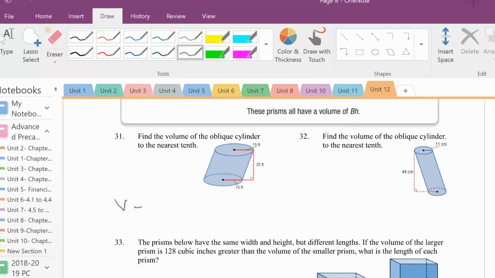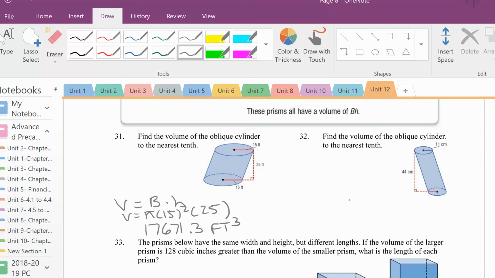So for 31, volume is area of the base times height. So if you notice that the radius is 15, so it's pi r squared times the height, which is 25. And when you multiply that out, you get 17,671.3 cubic feet.